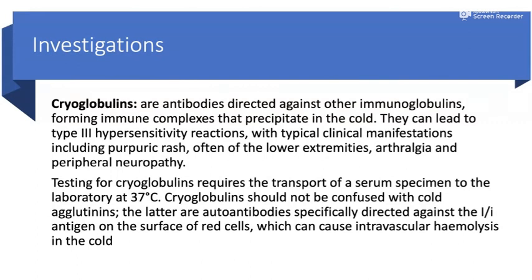Cryoglobulins should not be confused with cold agglutinins, which are autoantibodies specifically directed against the II antigens of the surface of the red cells, which results in intravascular hemolysis. يعني عادة يصير mistake بيناتهم. أكثر شيء يسموه cryoglobulins أو يسموه cold agglutinins. The cryoglobulins يسوي لنا type 3 hypersensitivity result in this purpuric rash, arthralgia, and peripheral neuropathy, and the cold agglutinins راح يسوي لنا hemolytic anemia in the cold.